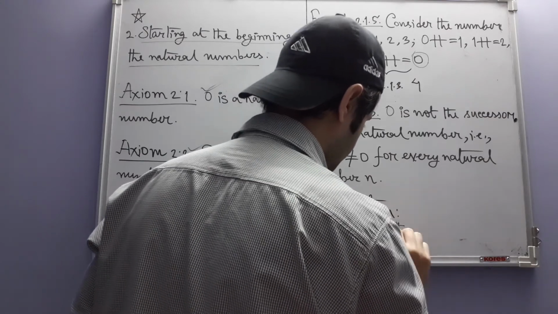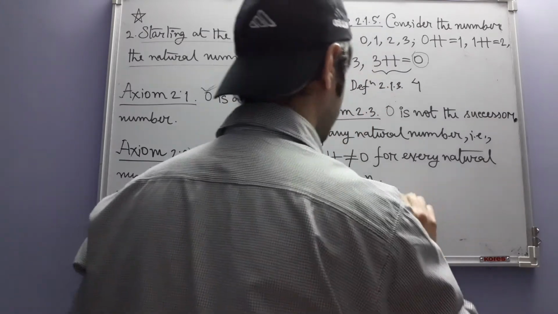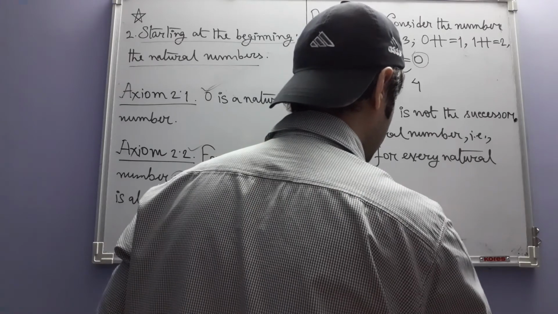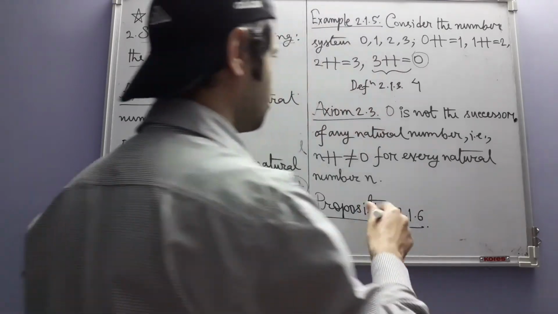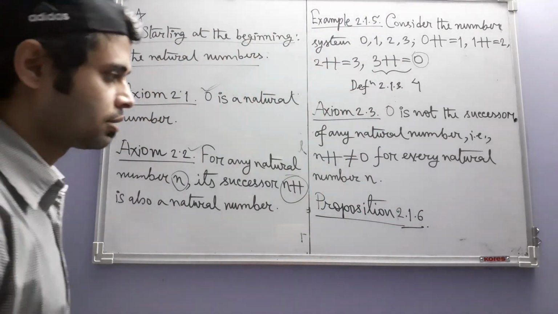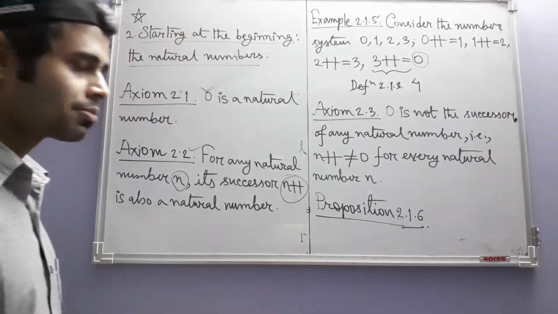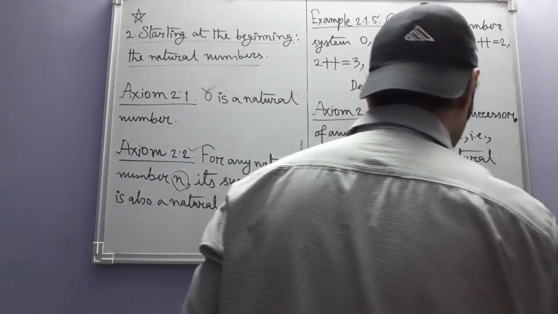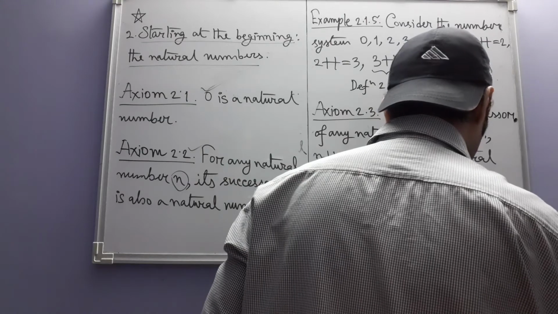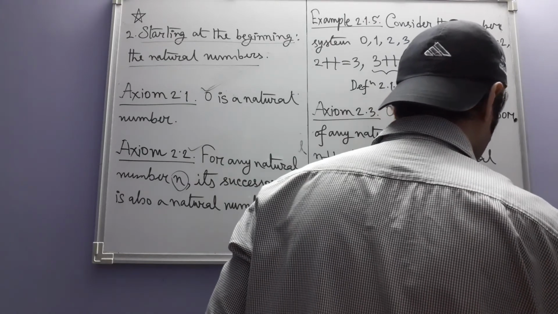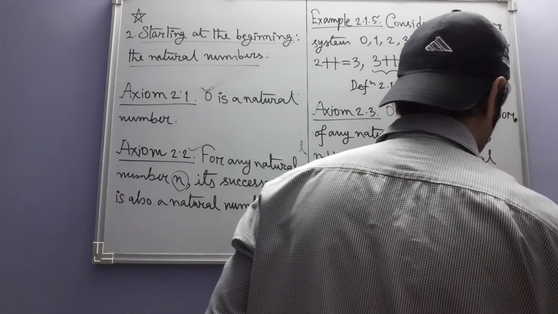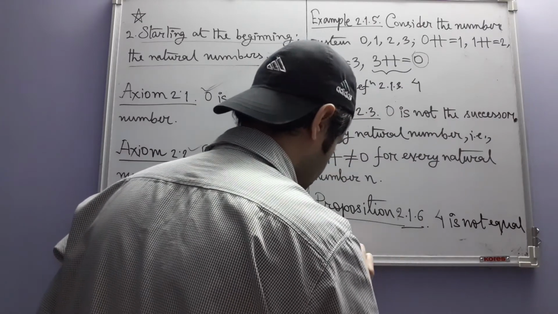Proposition, I have to put the number 216, because before this example 215 comes. So this proposition says 4 is not equal to 0.